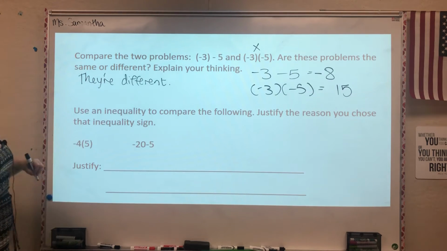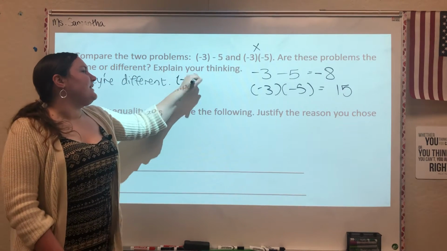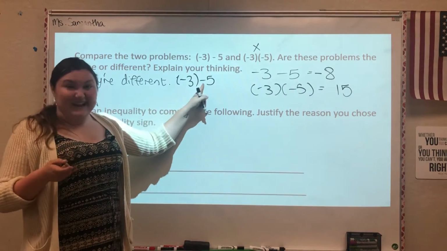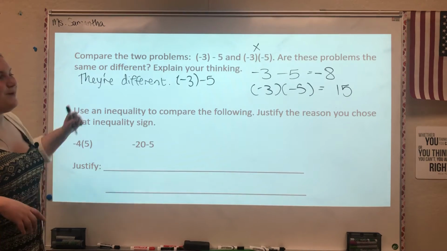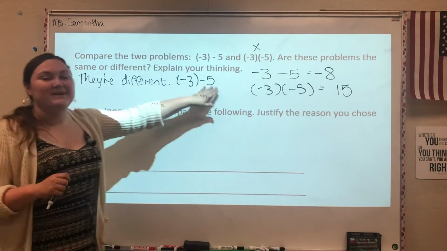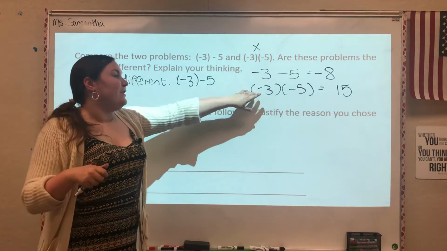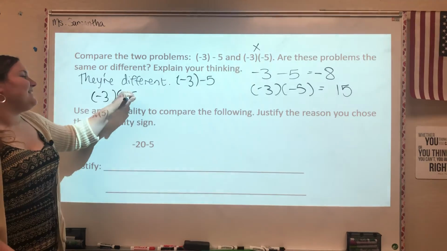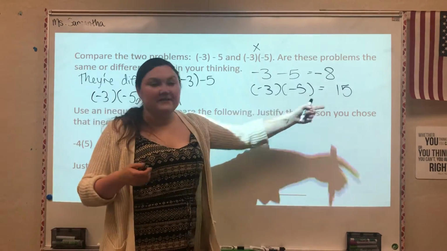If you wanted to explain why, you could say -3 minus 5 is a subtraction problem, right? It's saying minus 5. I'm not going to write all of this down, but you could say -3 minus 5 is a subtraction problem. It equals -8. And then you could say the -3 times -5 is a multiplication problem, and it equals 15.